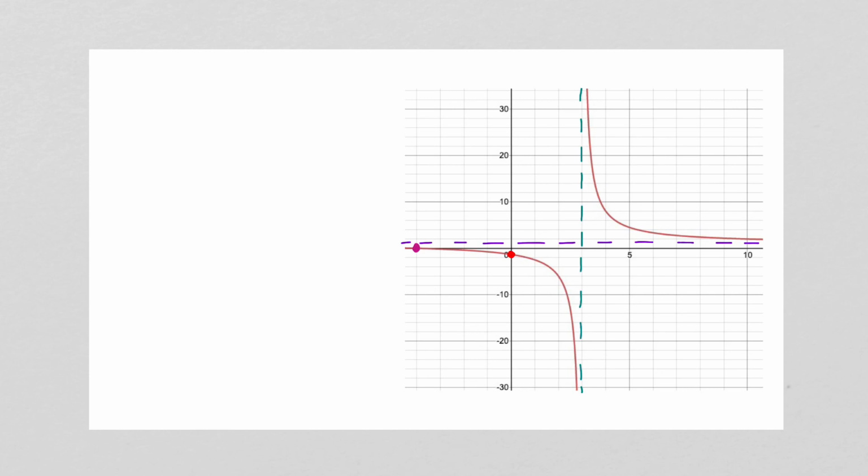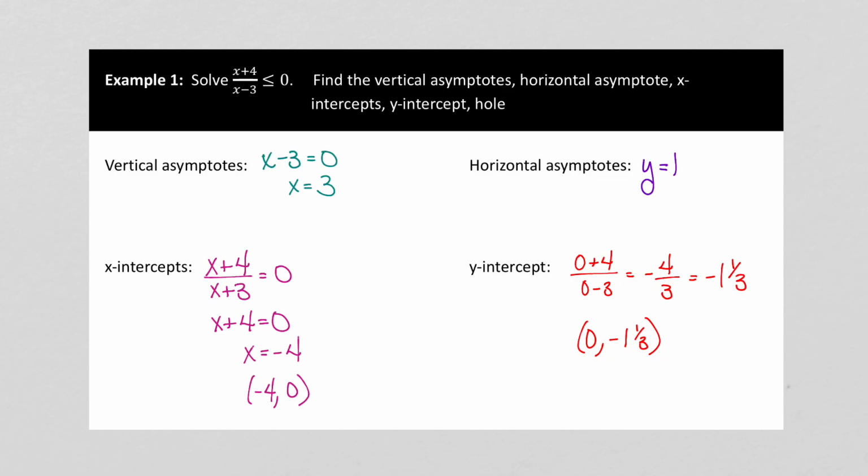And then it asks us, are there any holes? So we go back and we see, is there anything here that will cancel out? And there's not. So that means that there's no holes in this particular function.